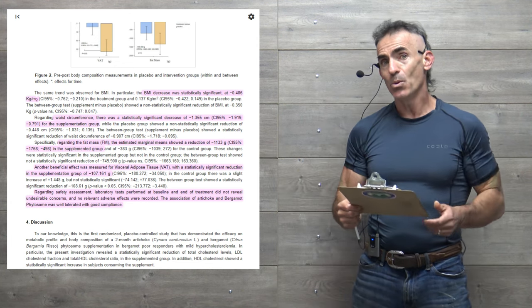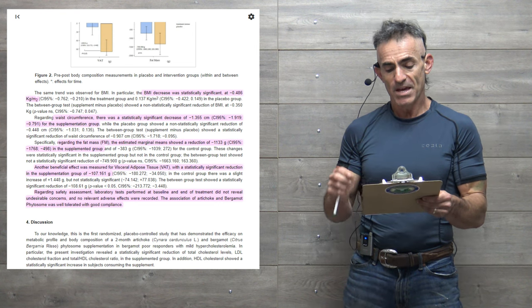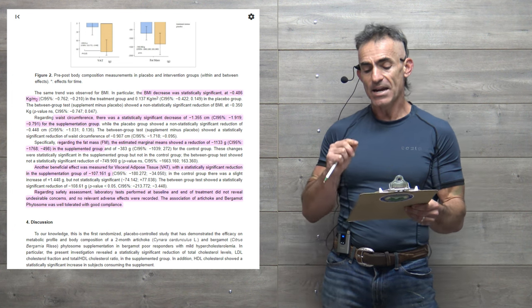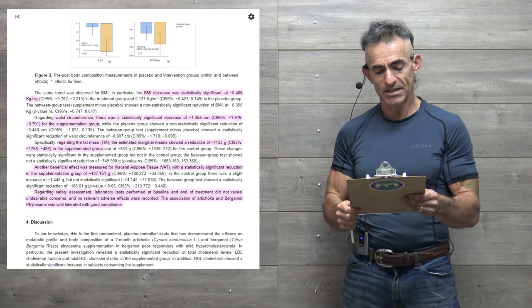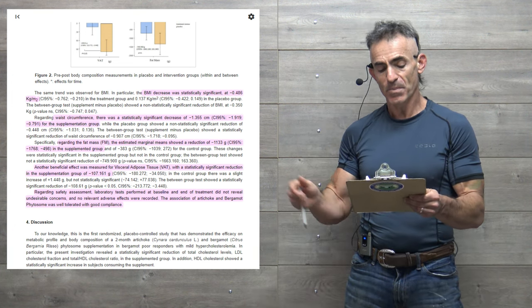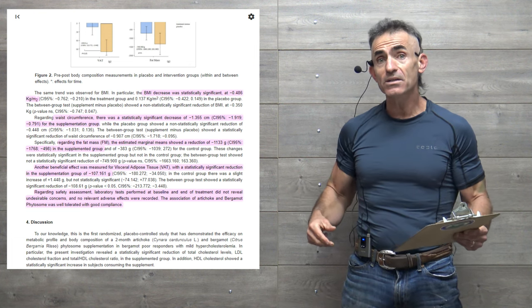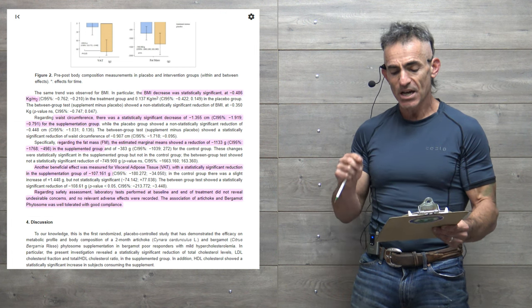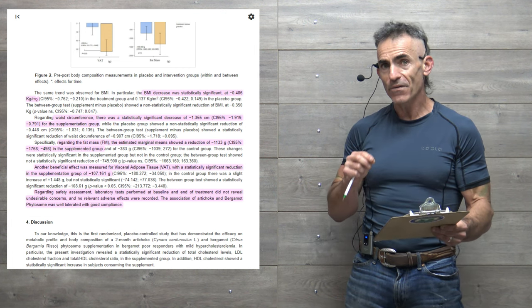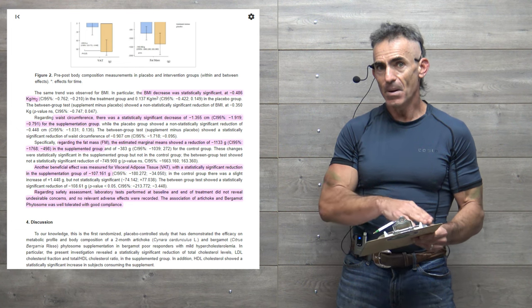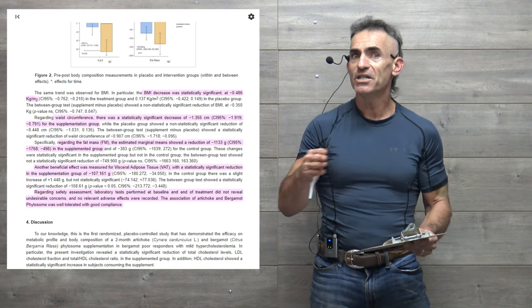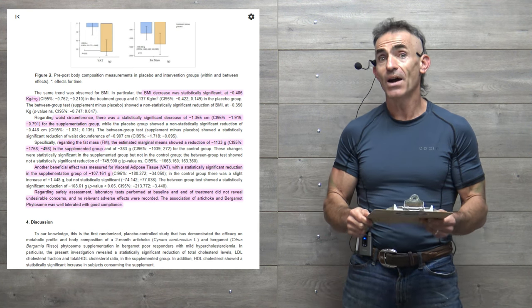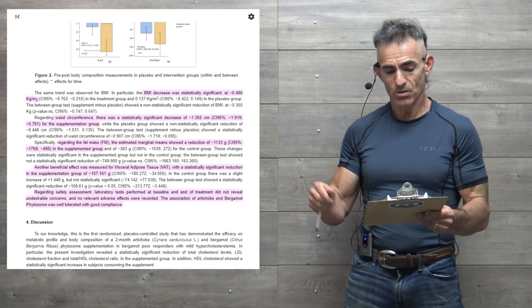To proceed as follows. The same trend was observed for BMI. In particular, the BMI decrease was statistically significant at negative 0.486 kilograms in the treatment group. Regarding waist circumference, there was a statistically significant decrease of negative 1.355 centimeters. Remember, no change in diet, no change in activity. As far as we know, negative 1.355 for the supplementation group.